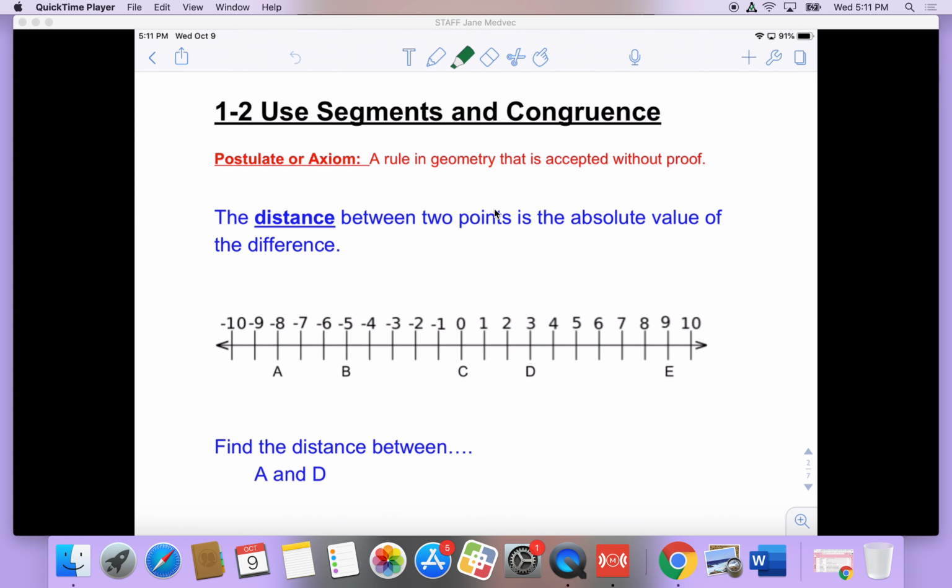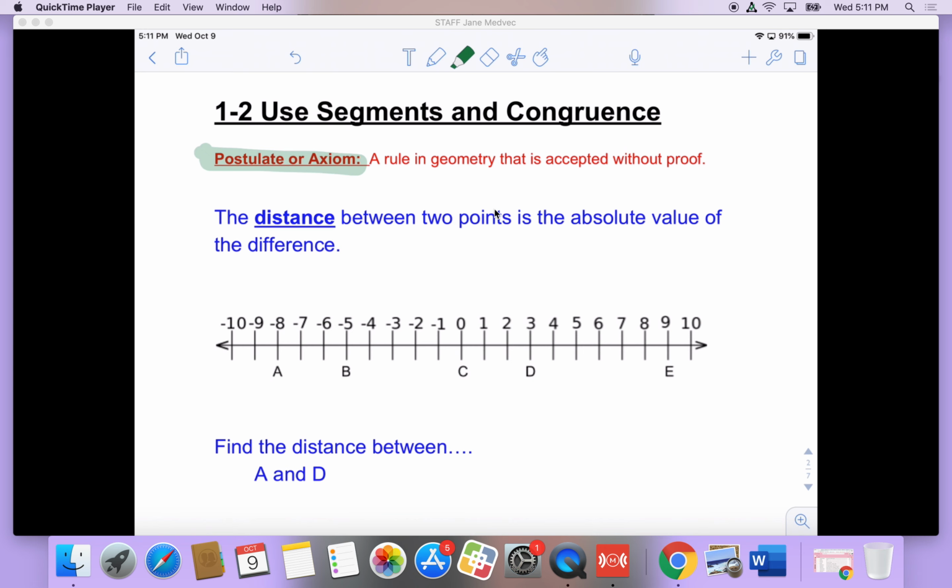The first definition that you need to be aware of is postulate or axiom. This will show up on the quiz or test, so it's a good definition to know. What it is, it's a rule in geometry that is accepted without proof. We don't ask questions about it. It's just, this is the rule.